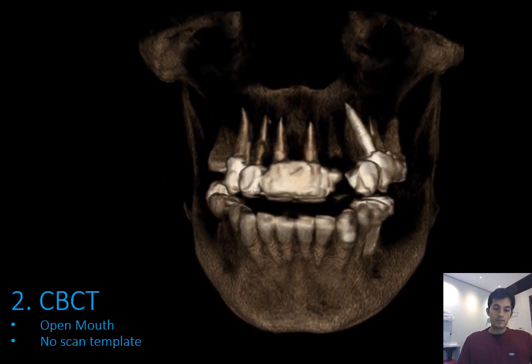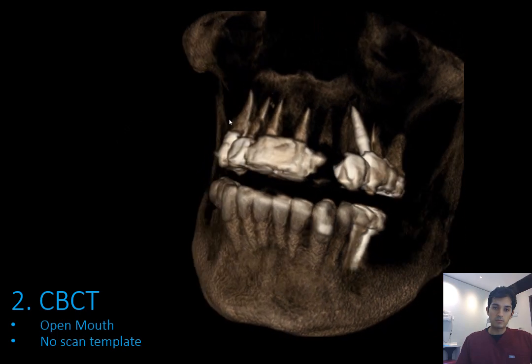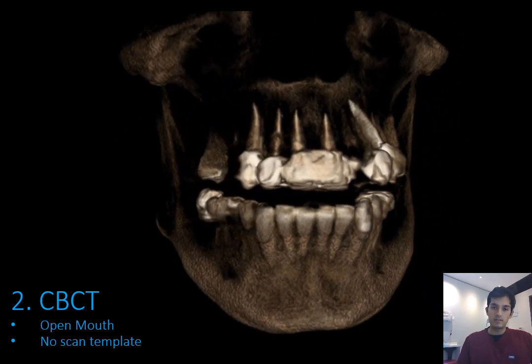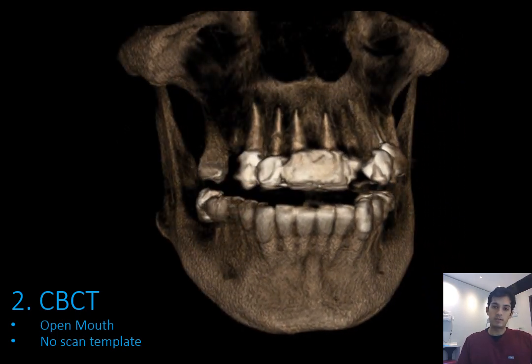So having taken an intraoral scan of the patient with our handheld scanner, we then take a CBCT of the patient. Now, when taking a CBCT for the purposes of digital planning, as opposed to conventional planning, you want to take note of a couple of things.